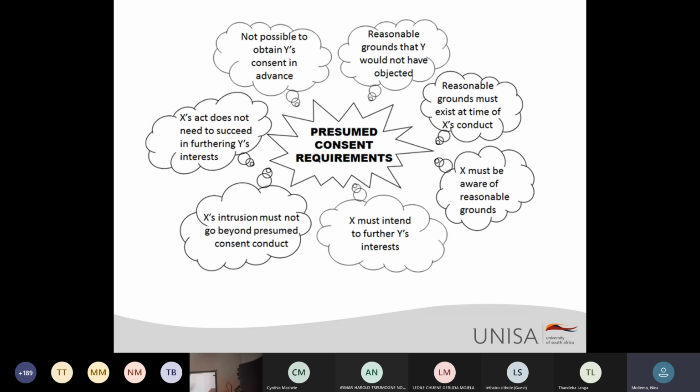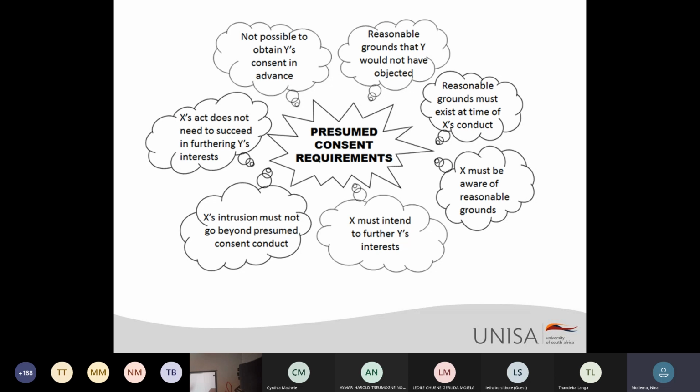when X performed the operation or whatever. X must be aware of the reasonable grounds, and X must intend to further Y's interest. X's intrusion must not go beyond presumed consent conduct. Only that which is necessary for that situation is presumed. X's act does not need to succeed in furthering Y's interest. In other words, X must just further Y's interest. It doesn't need to go above and beyond, just helping Y.